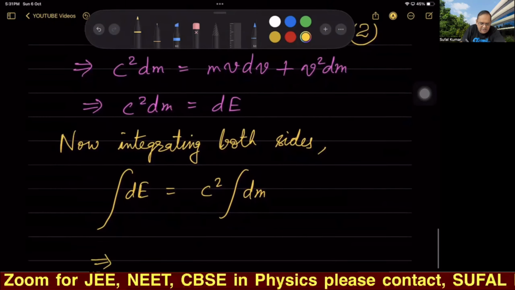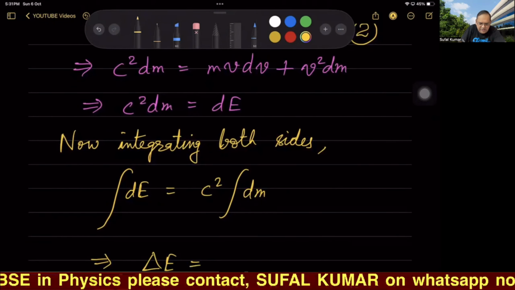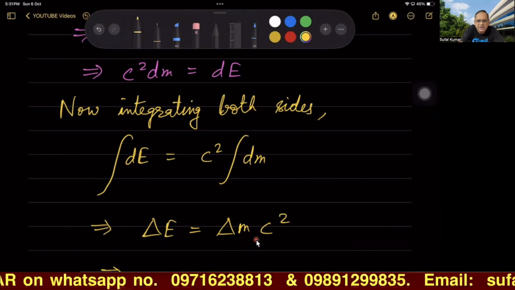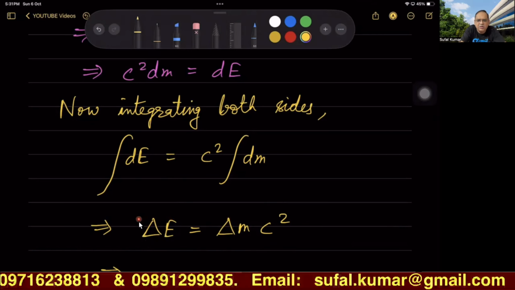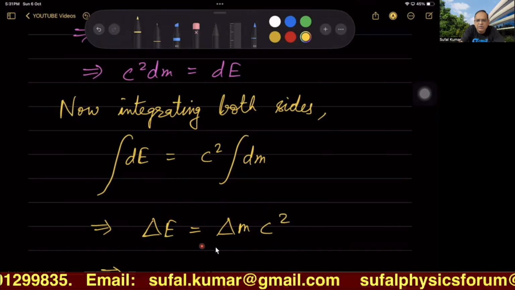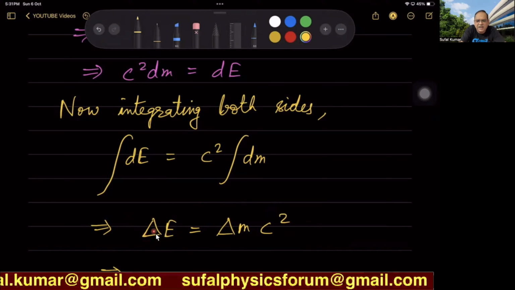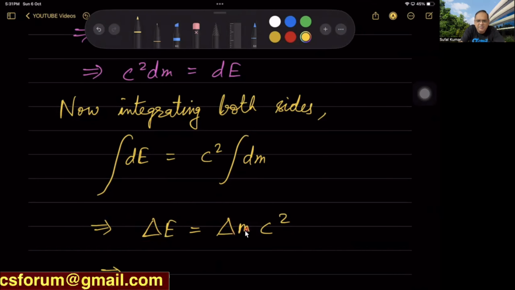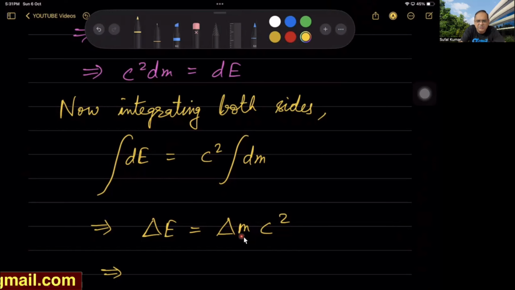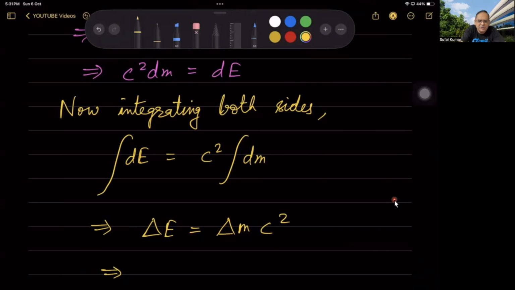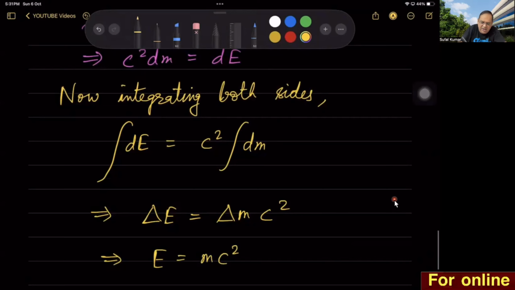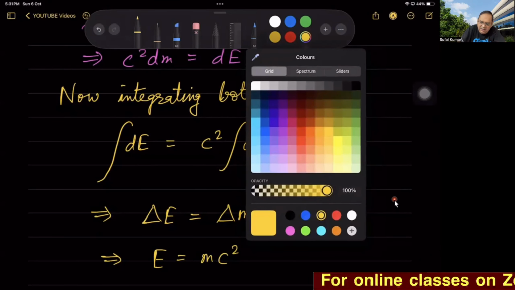It implies that delta E is equal to delta m c square, which is also used in nuclei, where delta E is binding energy and delta m is mass defect. But here, for this simple understanding of E is equal to mc square, we don't require that. So coming back to our final, E is equal to mc square, we have finally proved.